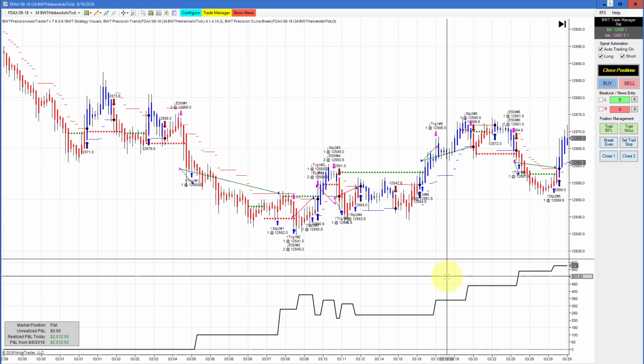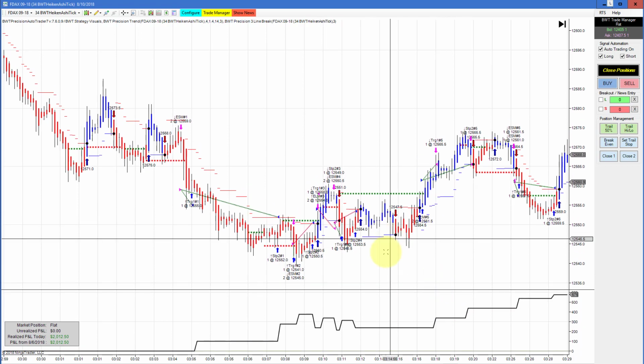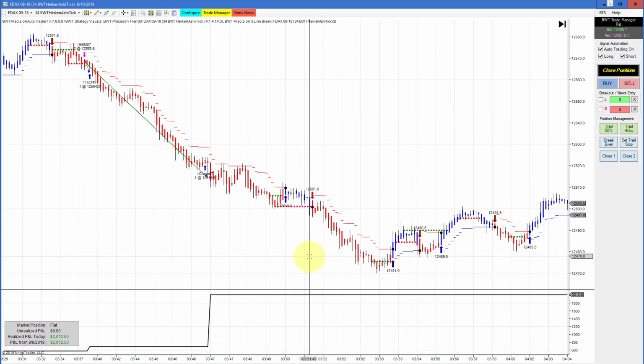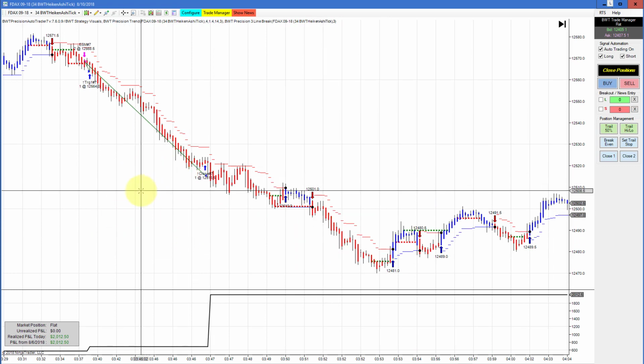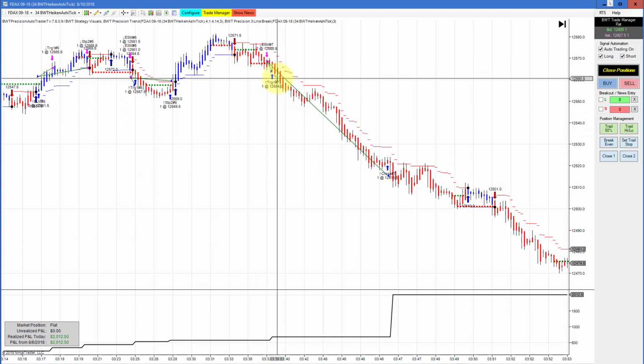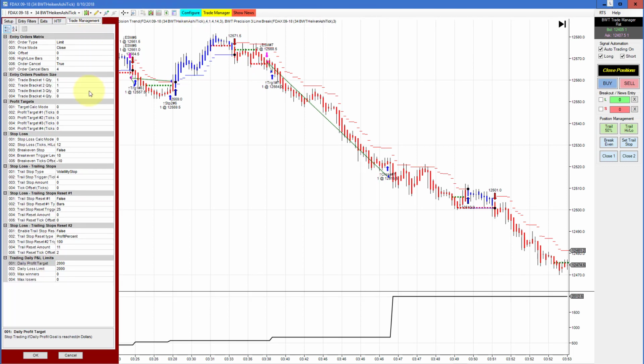This can also be set to ignore the trend filter, so it would take every line break signal as you see here. So what you could do is make this 4 line breaks or more. Now looking at this chart, it looks like my first profit target here is a little bit tight. I have it set at only 8 ticks, so I think it can go a little more than that.